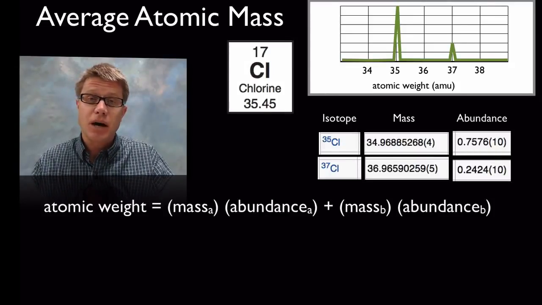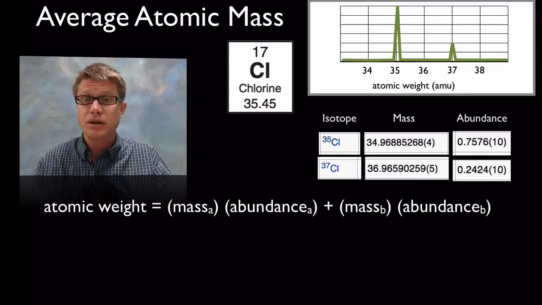So how do we figure that out? Well, that average atomic mass, sometimes referred to as the atomic weight, is simply going to be the mass times the abundance plus the mass times the abundance. And so in this case, since we only have 2 isotopes, we're just going to have 2 values here. But if we had a lot of isotopes, we're just going to have more mass times abundance. We just add on like that.